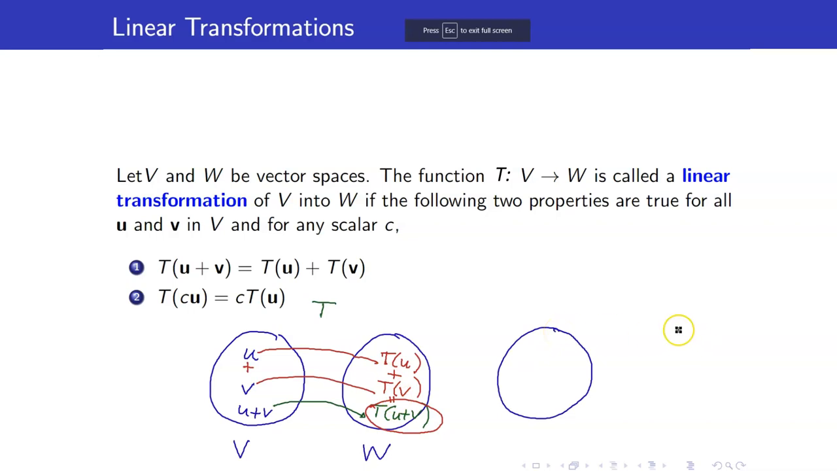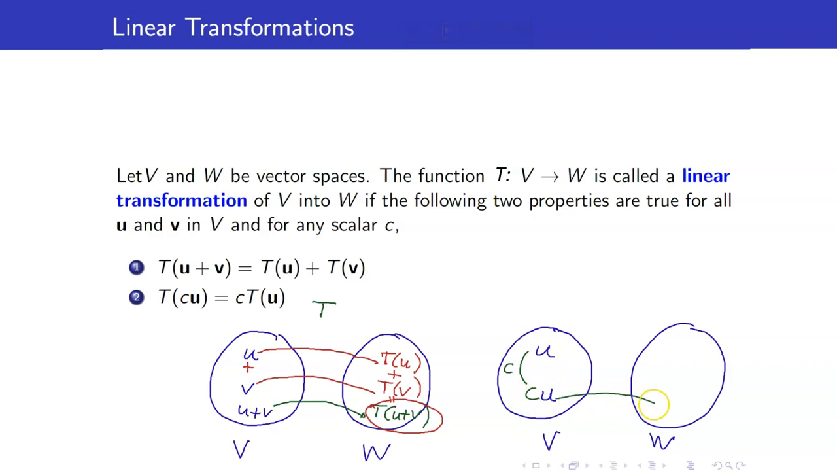For the second property, to visualize it, again, this is my V and W. I have my U here. Multiply a scalar C. So I will get C times U. Once I have my C times U, I will now apply T. And this is my T of C U. This should be the same if I apply first T to my vector U. So I get T of U. And then now I multiply this by C. So this should be the same as C times T of U.